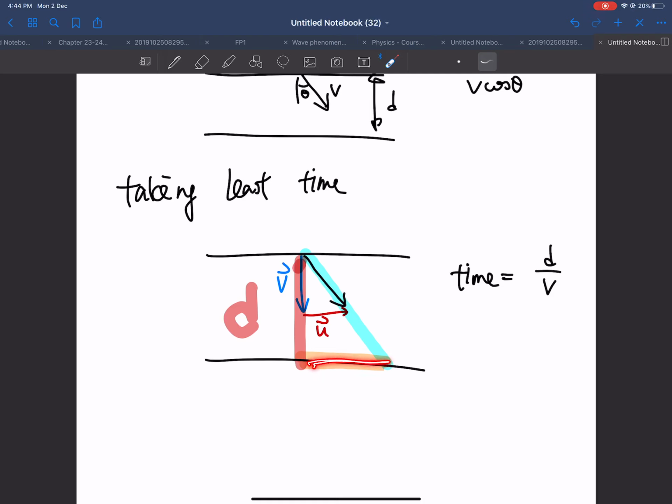You have learned about projectile motion? Not yet. I can only use math. But here d is v times t. How about this? The distance along this side is u times t. So it's u times t. That means du over v. Okay. Not hard.